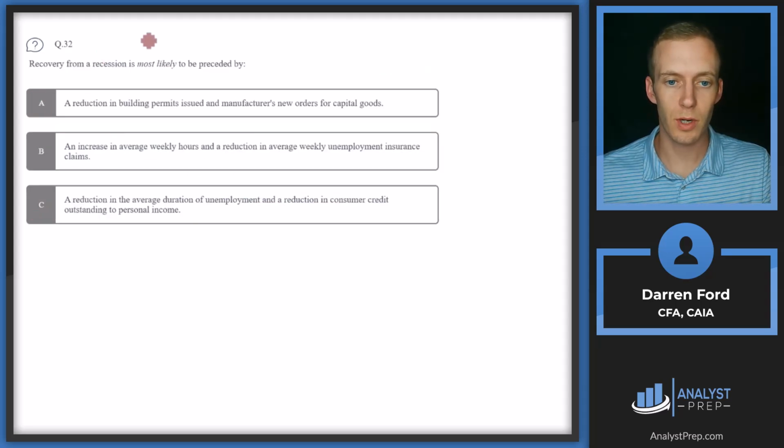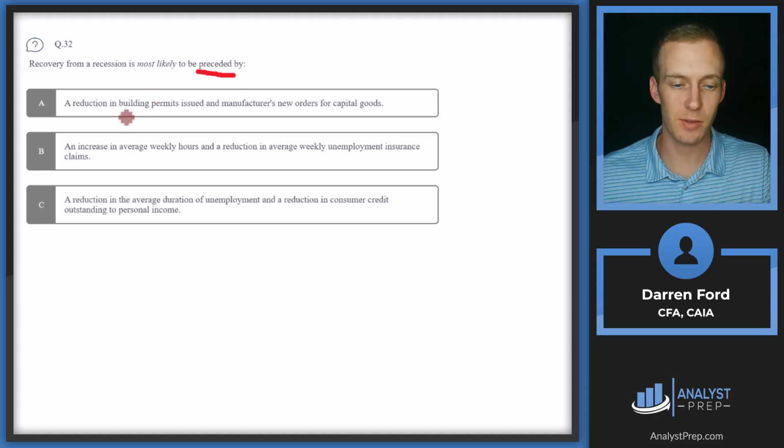Question 32. Recovery from a recession is most likely to be preceded by. So preceded by meaning this will happen first. So we're coming out of a recession. What's something that's going to happen before we come out of that recession? So A, a reduction in building permits issued and manufacturers' new orders for capital goods.